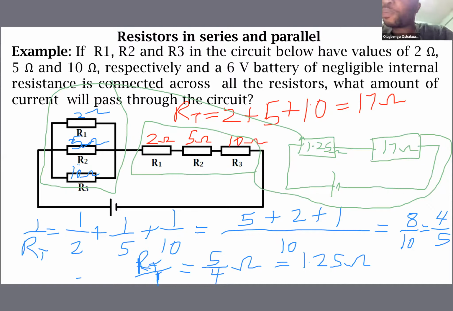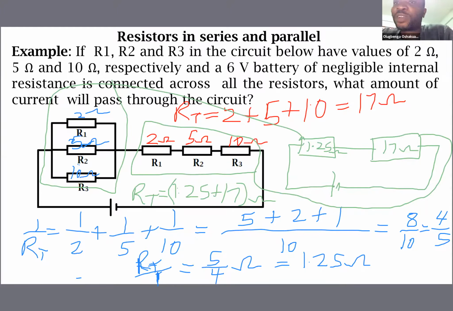Now 1.25 ohms and 17 ohms are in series. So we treat them as resistors in series. And for those in series, the green ones, let's write with green ink. That will be R total of 1.25 plus 17 ohms. And that will mean our R total is 18.25 ohms. If you have an objection to that, please let me know.